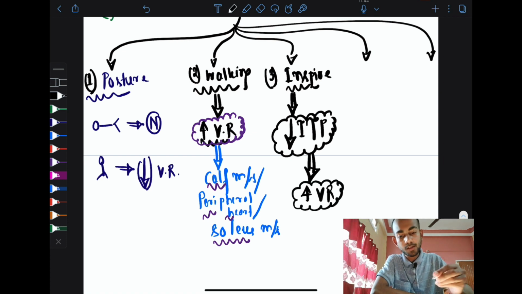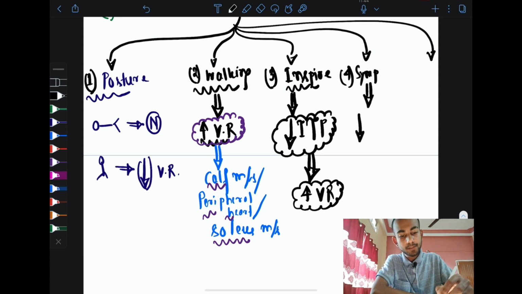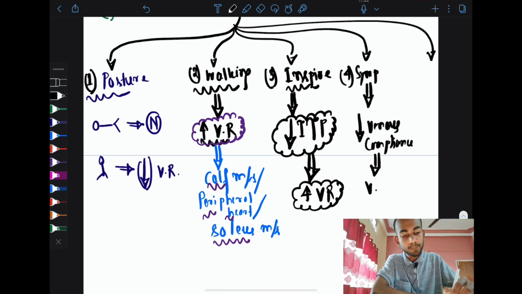Inspiration increases venous return. Number 4 is the sympathetic discharge. Whenever there is sympathetic discharge, the venous compliance decreases. And due to this decline of venous compliance, the venous return increases, right?